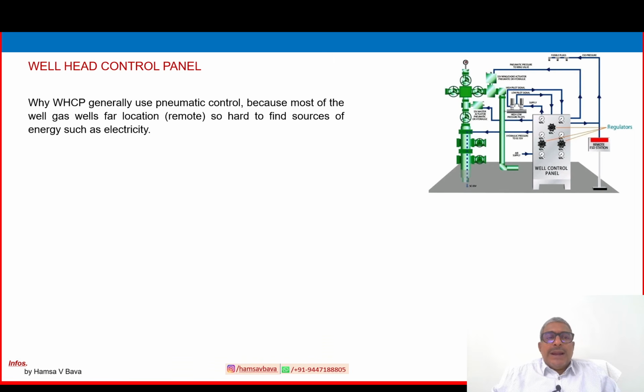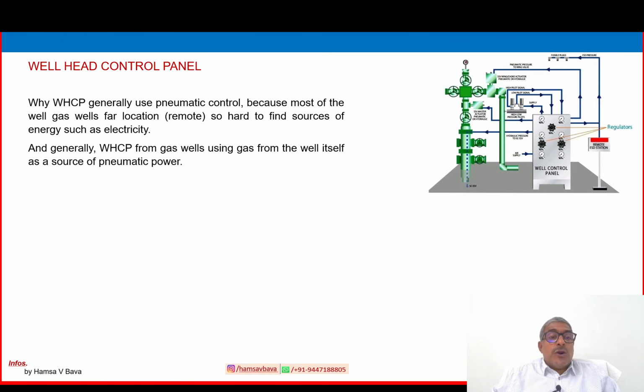Why does the wellhead control panel generally use pneumatic control? Because most gas wells are in far away locations, so it is hard to find a source of energy such as electricity. And generally the wellhead control panel on a gas well uses the gas from the well itself as a source of pneumatic power. Sometimes the production gas is immediately diverted using that system, which we can also consider as instrument gas.